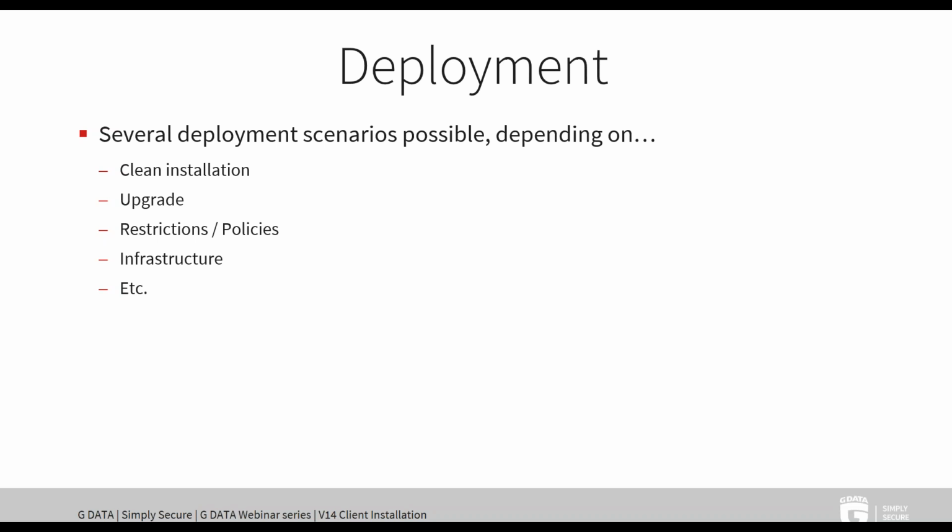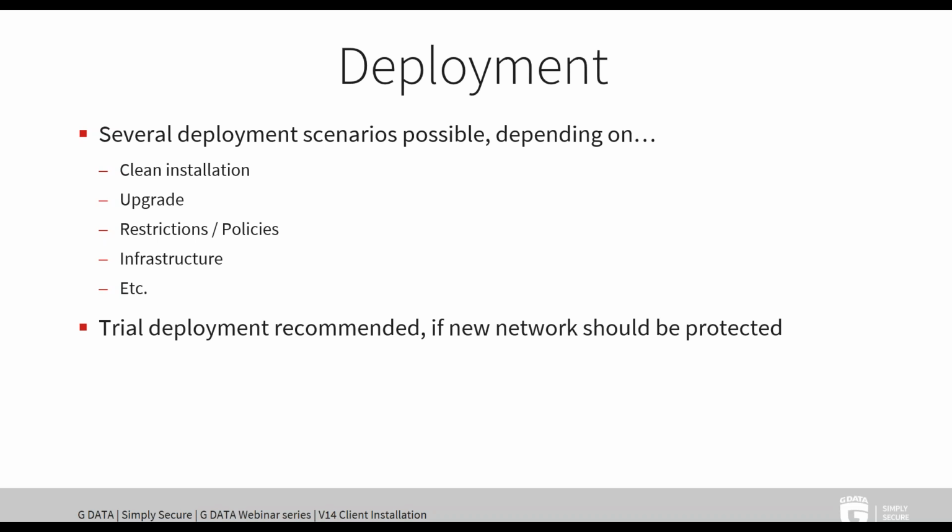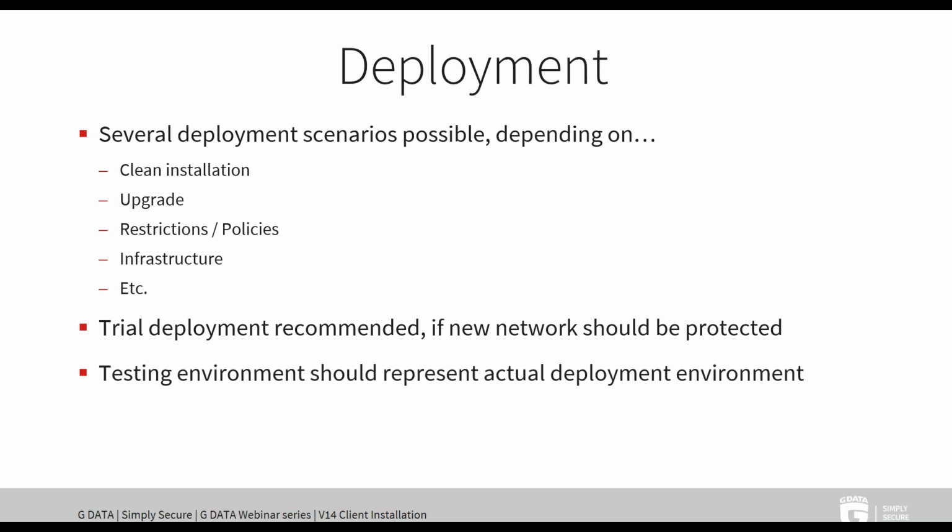In general, if you have a fully new situation or a fully new network that needs to be protected, I would recommend first trying a trial deployment within the network to see if there are any issues or problems during the installation or deployment of the client. The testing environment should also cover the actual deployment environment. If you roll out on a trial area that covers only maybe a fifth of all devices within the network, you might run into trouble when you roll out the actual deployment.